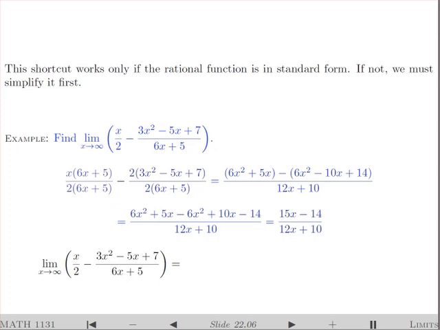Now I can use my shortcut method to find its limit at infinity. So you just take the highest degree term in the numerator and the highest degree term in the denominator. These are 15x and 12x respectively. And I take its limit as x goes to infinity. And that's 15 over 12 or 5 over 4. So that will be the limit of the original function as well.